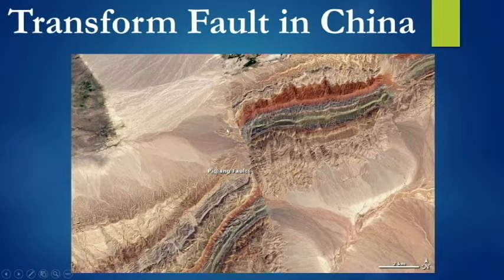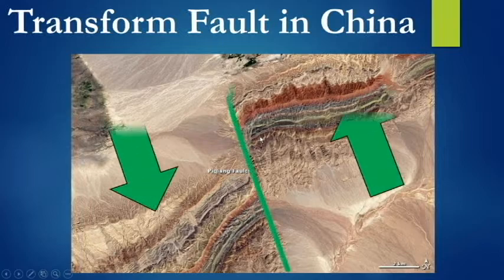Here's a random fault that I found on Google showing a transform fault in China. You can clearly see how these two mountain ranges used to actually fit together, and they've been cut by this transform fault, and they're just sliding past each other. But you can see by the colors especially that they used to be connected.